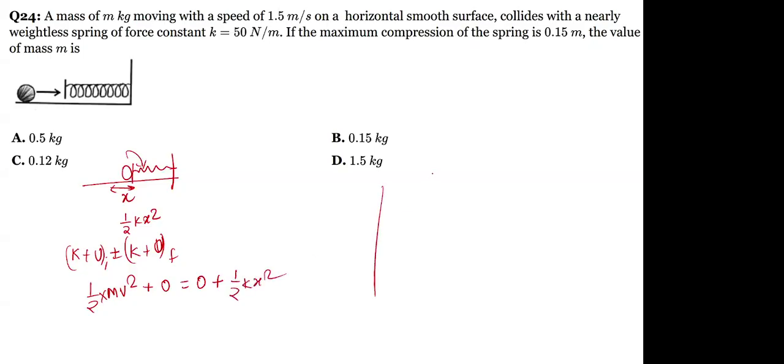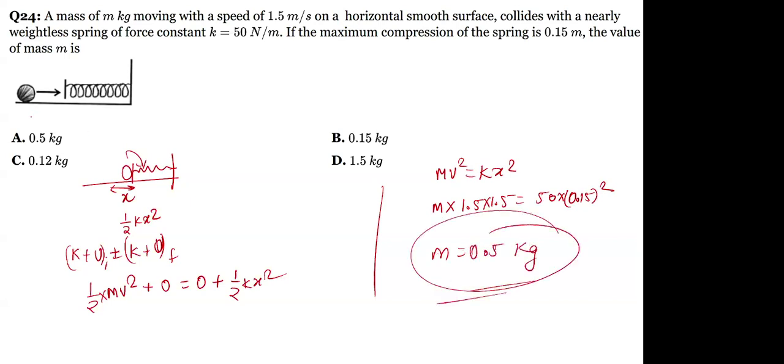Now just put down the values here. mv square will become kx square. m we need to find out. v will be 1.5 into 1.5, k is 50 and x square will be 0.15 whole square. When you solve this equation, it will come out as mass is nothing but 0.5 kilogram. So option A is the correct one.